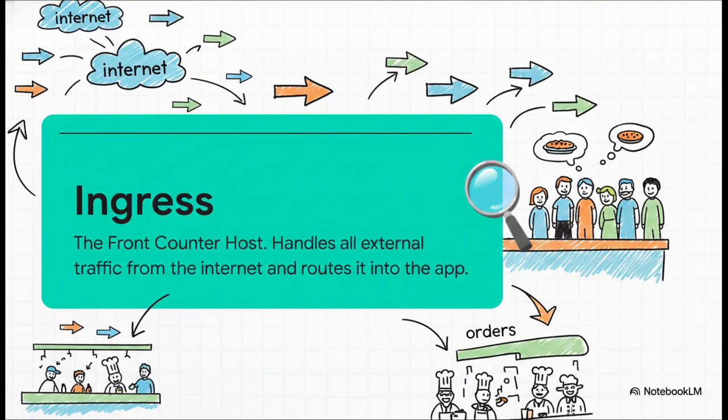But how do customers from the outside world even place an order? They talk to the host at the front counter. And that is our ingress. The ingress is the public face of our restaurant. It's the single web address that all traffic from the internet hits first. It then knows exactly how to route those orders to the right internal waiter.